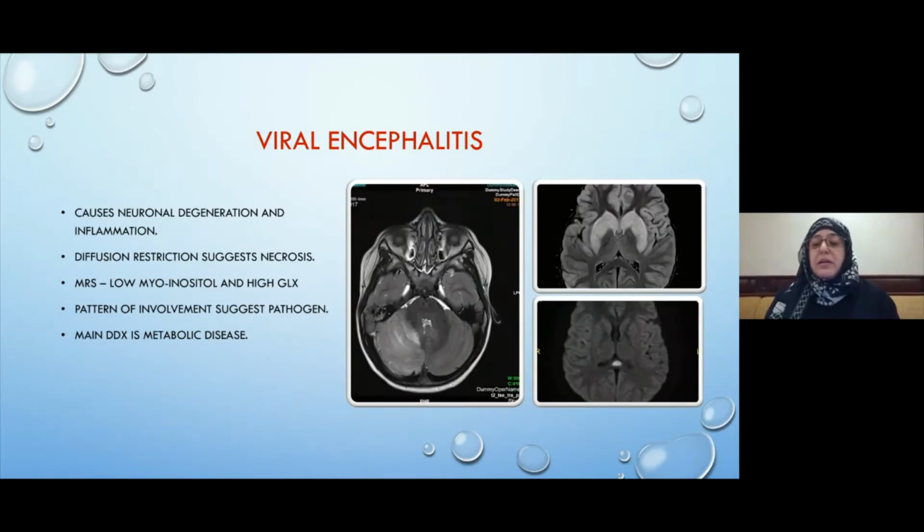Other viral infections that affect pediatrics postnatally, of course, include viral encephalitis. Viral encephalitis usually affects the cortical and deep gray matter structures, but it can also involve the white matter, commonly within the splenium of the corpus callosum or within the brainstem. Diffusion restriction is a good indicator of areas of necrosis.